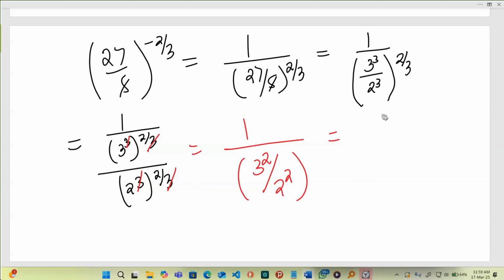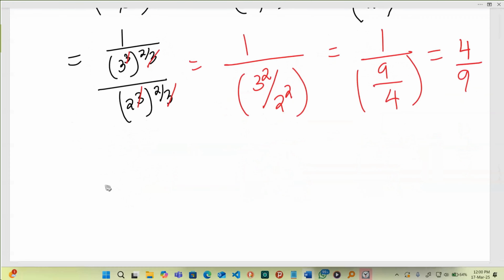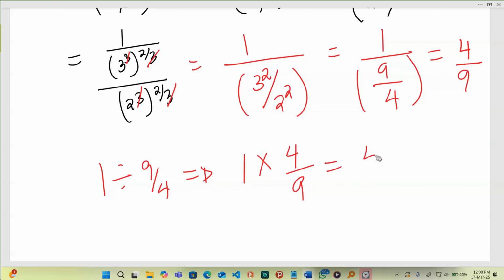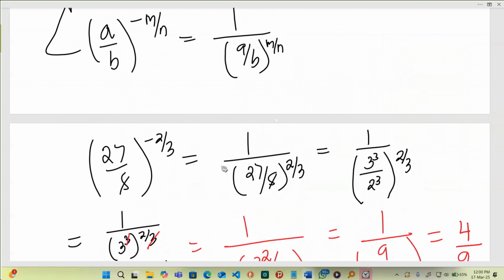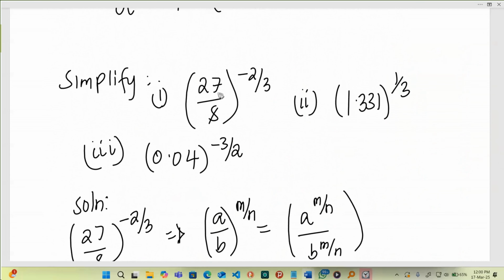This is going to be 1 divided by 9 out of 4. But since this is reciprocal, this becomes 4 out of 9. How does this come about? I have 1 divided by 9 out of 4. This is the same as saying 1 times 4 out of 9. And this is the same as saying 4 out of 9. So that becomes the simplification for this.